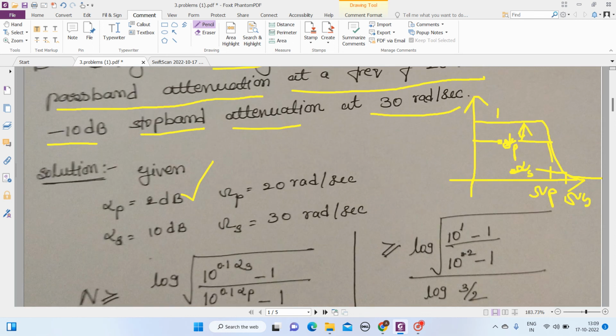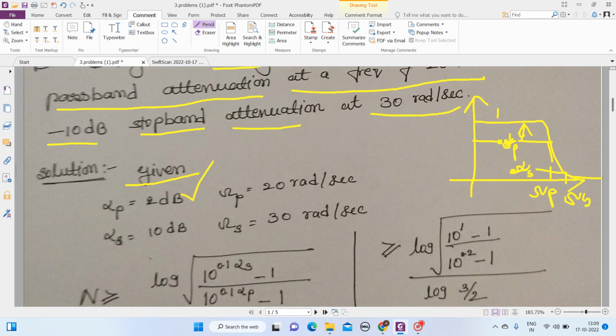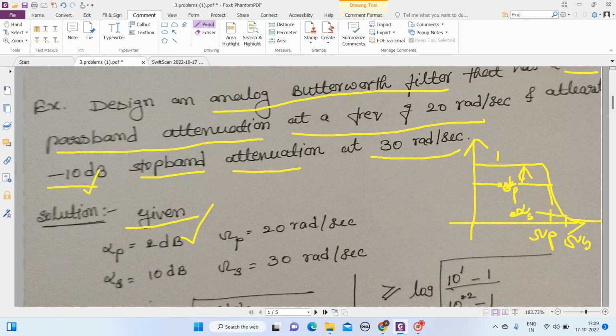So solution, first step is you have to write the given specification. This is the pass band attenuation. They have given -2 decibel. You have to use 2 decibel, that's it. No need to use that minus sign. Stop band attenuation is 10 decibel, right? Similarly, you have to write the pass band frequency. What is that? 20 radian per second, and stop band frequency 30 radian per second.